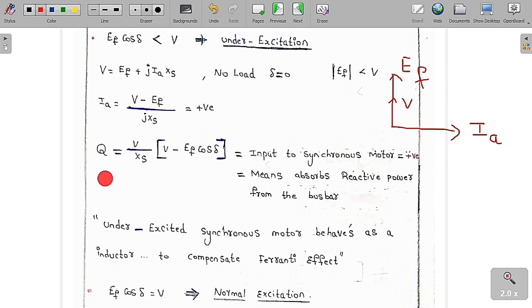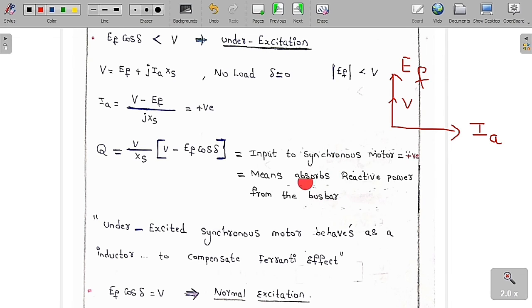And what is the reactive power which is input to the synchronous motor, which is V square by XS minus V into EF by XS into cos delta. These things I have already told you. So if you see clearly that EF cos delta is less than V, this value is positive. So the input to the synchronous motor is positive, means the motor is going to absorb the reactive power from the bus bar. So it is going to accept the reactive power from the bus bar.